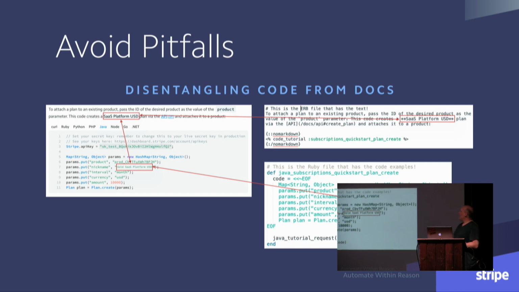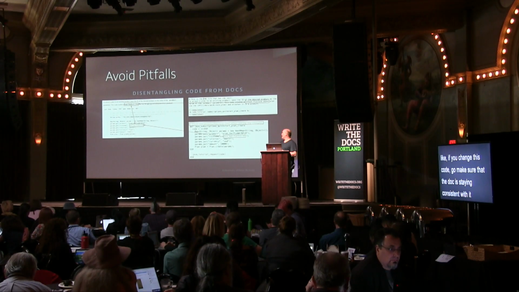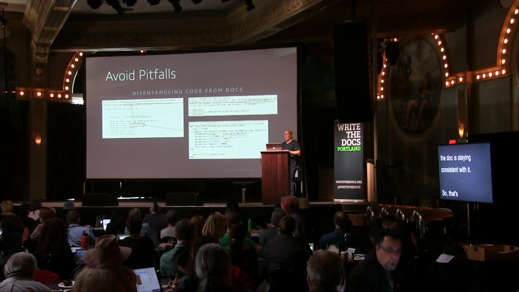Now, separating the code from the docs has some value. The reusability is great, but this is what we don't want. So find simple tricks like adding a comment to say, hey, if you change this code, go make sure that the doc is staying consistent with it. So that's just one pitfall. I also caution against over-automating as well.